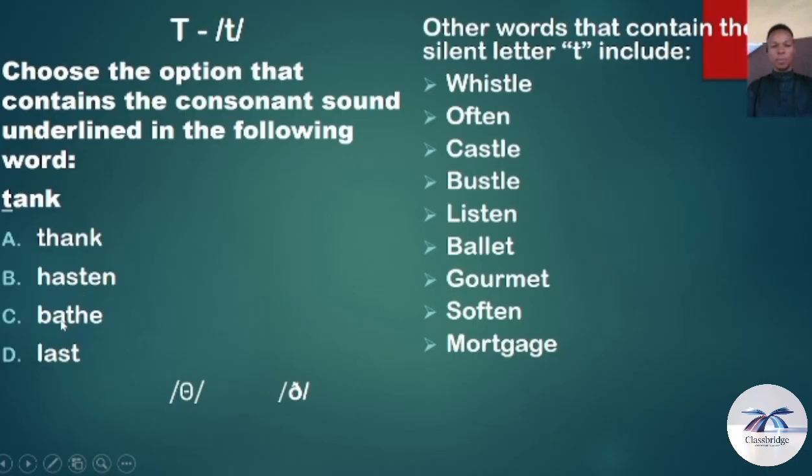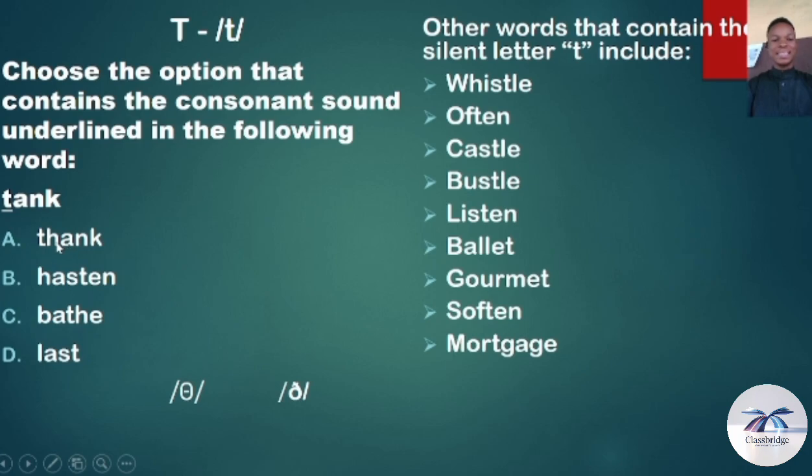The next one, option C, is pronounced as bathe. And option D is pronounced as last. Now, which of these options contain the T sound? It is not far-fetched anymore after the pronunciation of all of these options. This tells you that our correct answer here is option D. You might have been tricked into thinking that option A is the answer because it has the T sound.